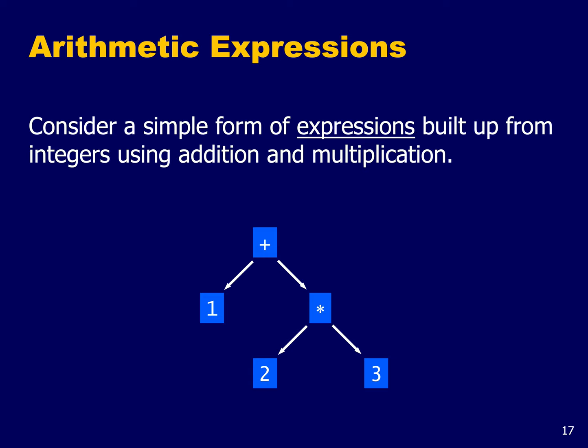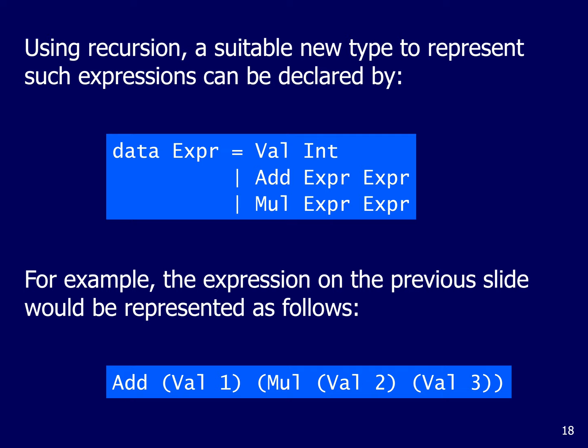Then we can think, well, how do we actually represent those kinds of trees in a language like Haskell so that we can start constructing them and actually manipulating them using functions? So using recursion, a suitable new type to represent these simple arithmetic expressions can be declared by this top blue box. This is really a one-line declaration, but I've had to split it across three lines, otherwise it doesn't fit on the slide. But fundamentally, it's a one-line declaration.